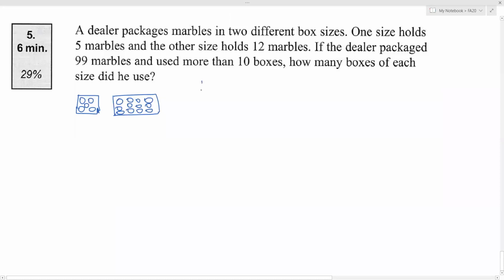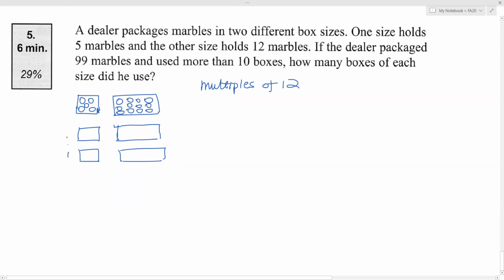So what I did was that I found out multiples of 12 first, because I know that there has to be some numbers of the 12 marble boxes and some numbers of the 5 marble boxes, right? And then all of them together, it has to be more than 10 boxes. So that's all we know. So I'm trying the multiples of 12.